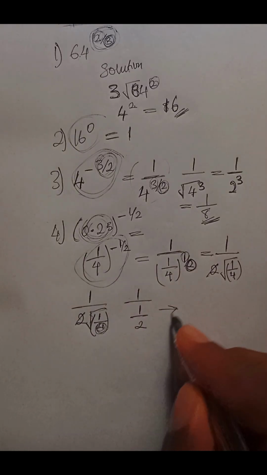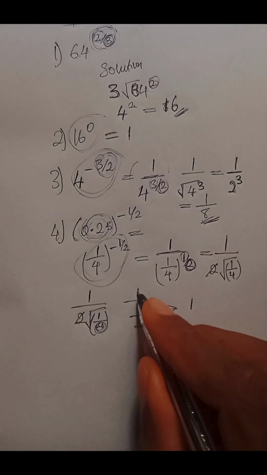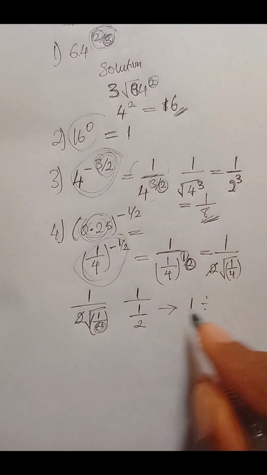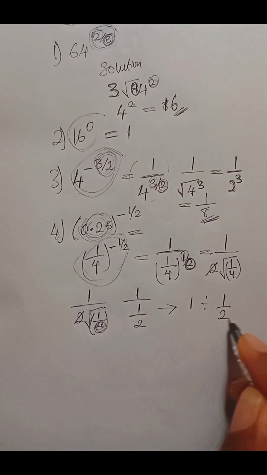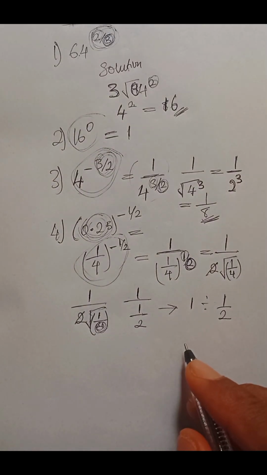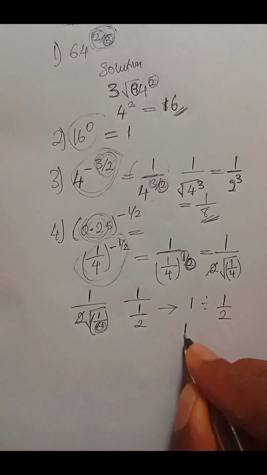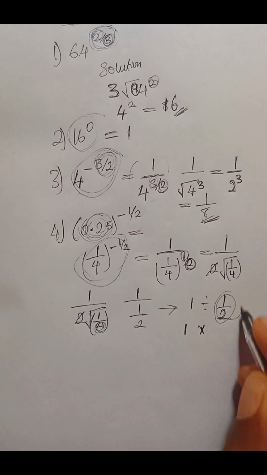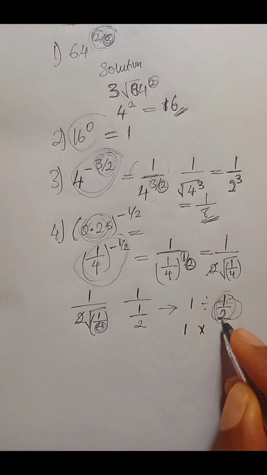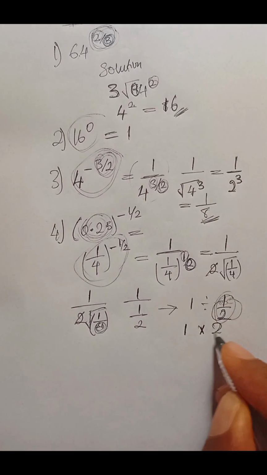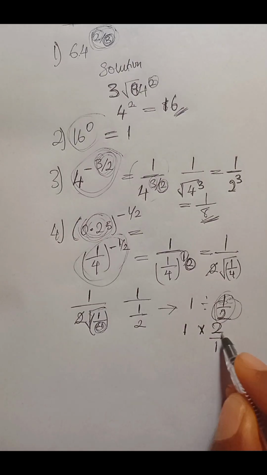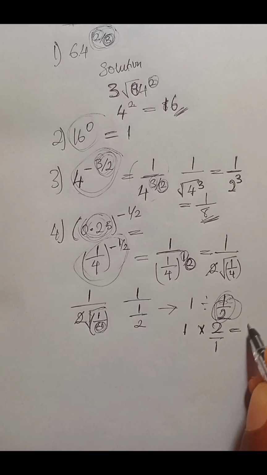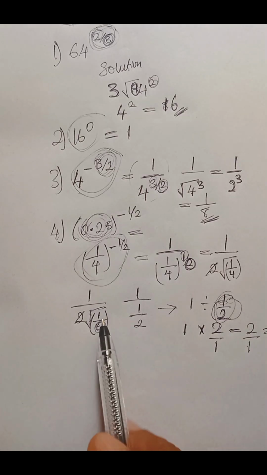So when we express this as 1 divided by 1 over 2, then this is written as 1 multiplied by the reciprocal: the denominator moves to the numerator and the numerator becomes the denominator. So here we have 1 multiplied by 2, which is 2 divided by 1. 2 divided by 1 is equal to 2. This is our answer.